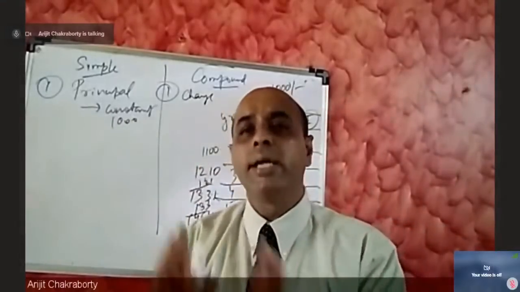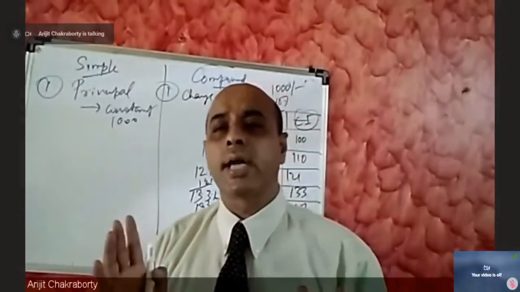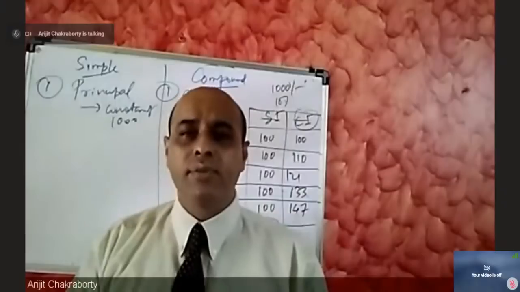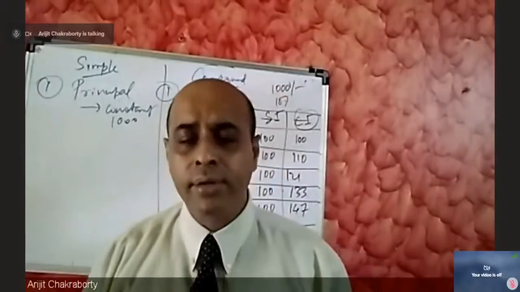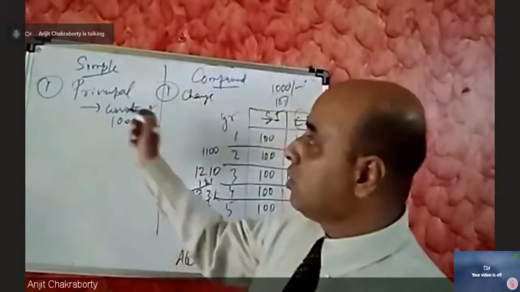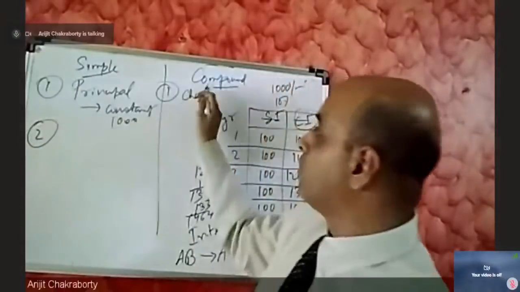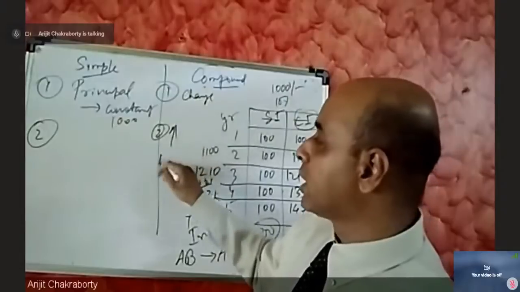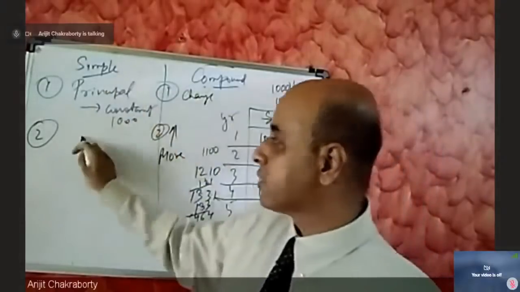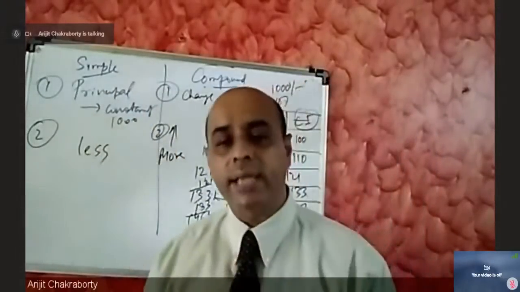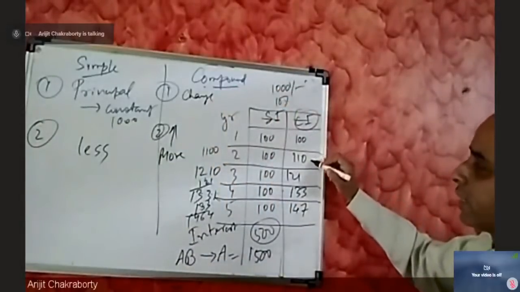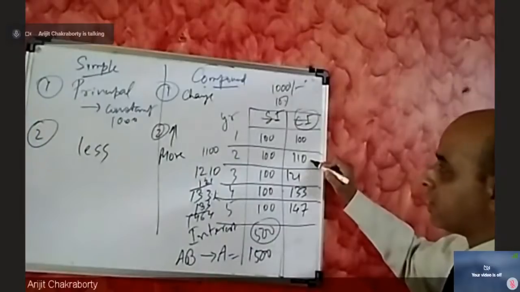If you keep your money in a bank, if you keep your money in some government scheme, if you keep your money in any type of investment, and if you earn compound interest, it is beneficial. So we can write, in case of compound interest, the interest earned is more. But in case of simple interest, it is comparatively less.